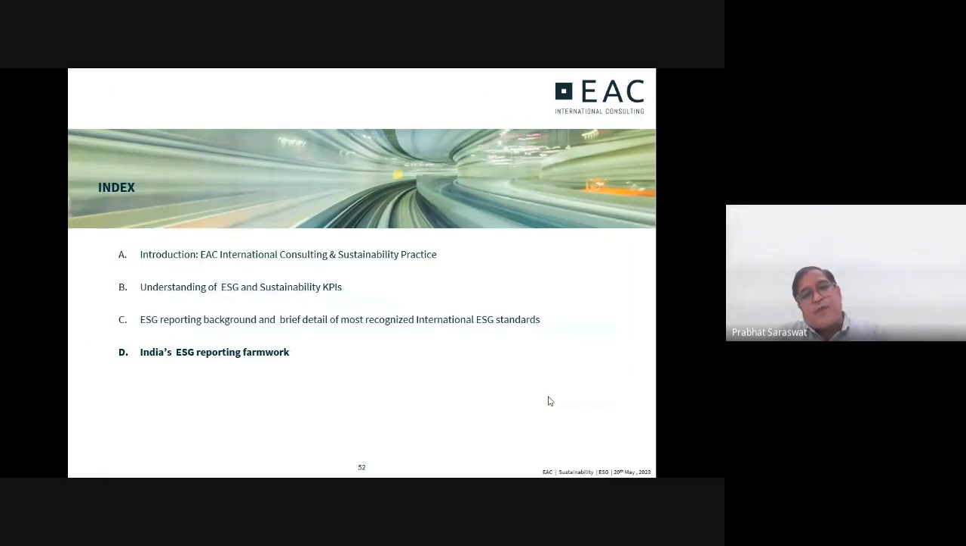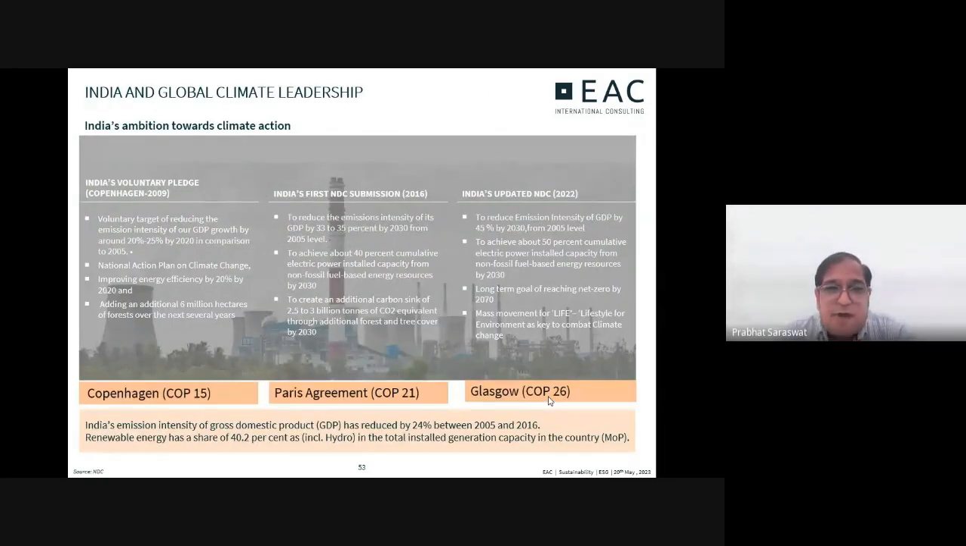Now for India, we have already discussed the various frameworks and standards available industrially. But we have our own NDCs and our own commitments at the national level, and you may be aware of the Paris Agreement. These are the latest NDC updates by the Government of India: we will be reducing our carbon intensity of GDP by 40%, 45% by 2030 from the 2005 level. These are some commitments by the Government of India.